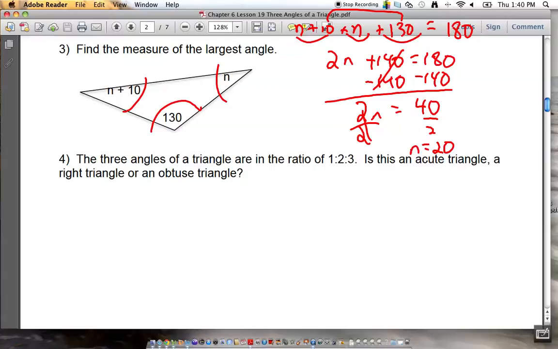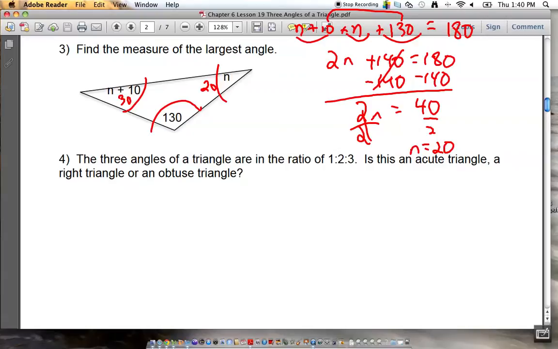No. It says, what's the measure of the largest angle? Which one's the largest angle? Well, this is n, so this is how big? 20. This is n plus 10, so this is how big? 30. What's the biggest? 130.